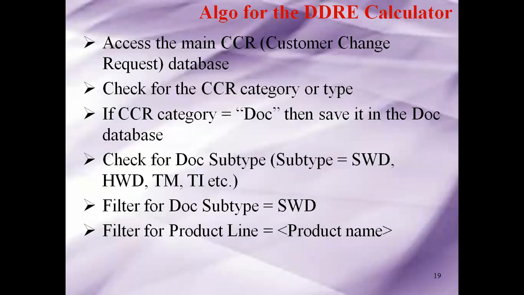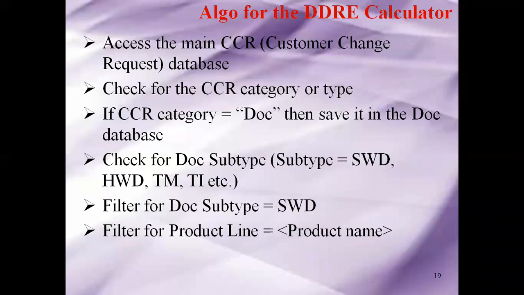And check for database. The subtype could be software documentation, hardware documentation. It could be training manual. It could be technical illustrations. Also, you might have errors. All of them will come under doc subtypes. Then filter for doc subtype as software documentation.